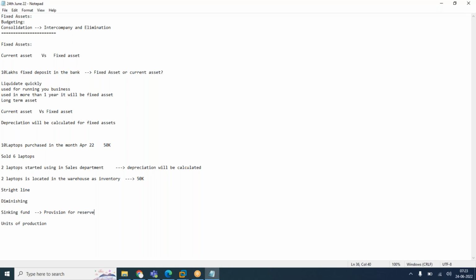Okay, fine. Now, actually the major methods: what is called diminishing, in the system it is called reducing balance. It is called the reducing balance method. One is the straight line method, another one is the reducing balance method. So in your studies it may be diminishing, but in the system it is reducing balance.